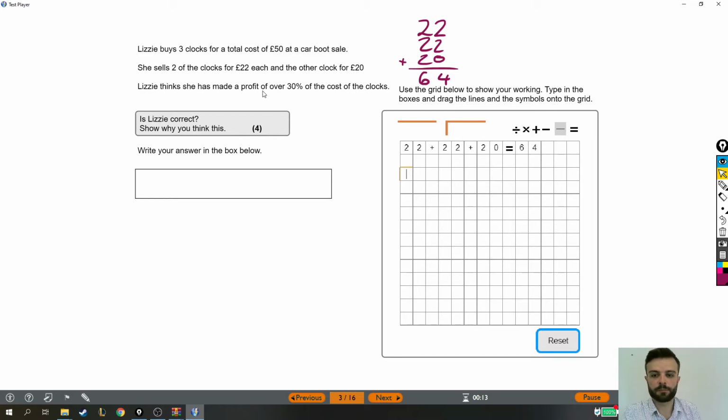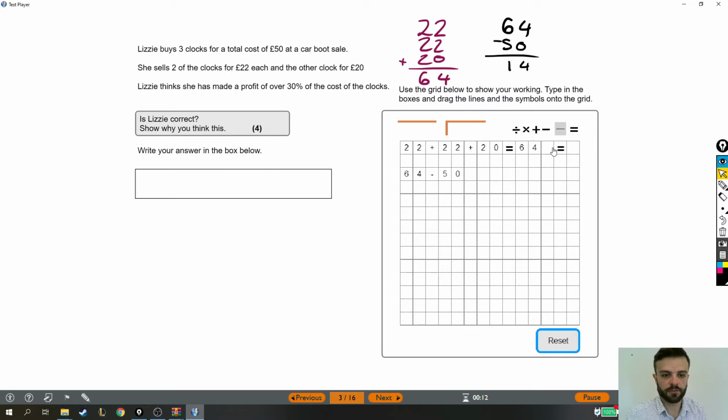But we're talking about profit in this question. And if you don't know, profit is how much money you make on top of what you pay. So in other words, she made £64, but because she paid 50, the profit is just the extra money. So if we do 64 minus the 50 that she had to pay originally, then this is her profit. 4 minus 0, 6 minus 5. So her profit is actually only £14.